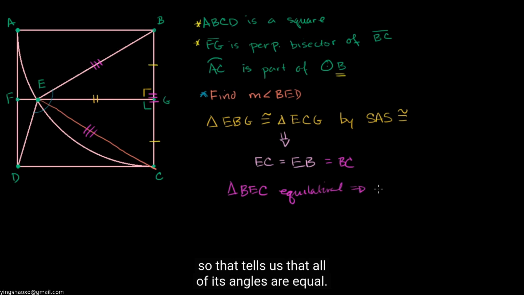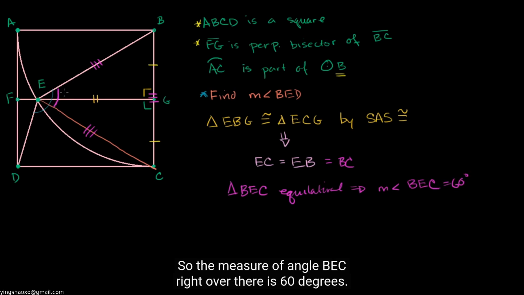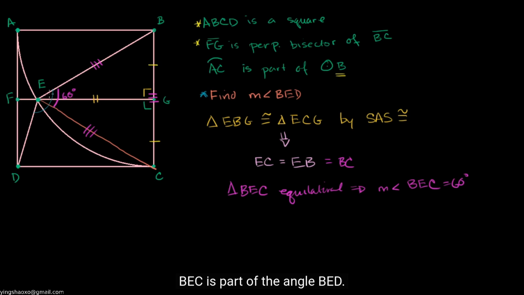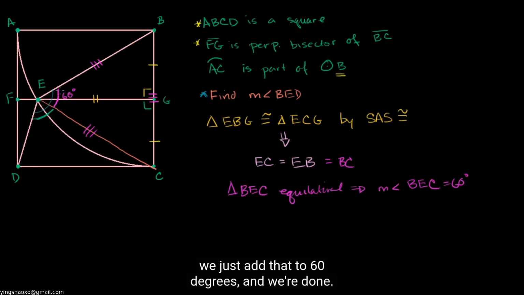So that tells us that all of its angles are equal. So that tells us that the measure of angle BEC, we're not done yet, but it gets us close, is 60 degrees. So that gives us part of the problem. BEC is part of the angle BED. If we can just figure out the measure of angle CED now, we just add that to 60 degrees, and we're done. We've figured out the entire BED. And let's think about how we can do this right over here.